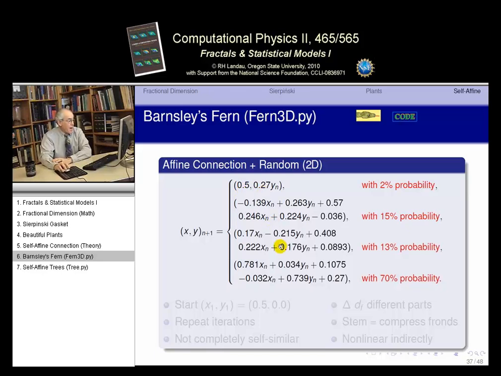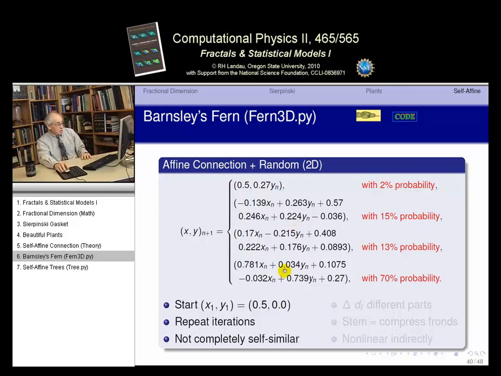Okay, that's the x value, the y value, etc. It does this with 13% of the time, and it does this transformation 70% of the time. Okay, so there's randomness here because it has different transformations, and there's nonlinearity, at least in an indirect way. The direct nonlinearity you'd expect to arise from some higher power of x and y. You don't have that here, but the fact that it's not just always x and y with one formula, but with various formulas, leads to nonlinearity, which is necessary for this fractal aspect.